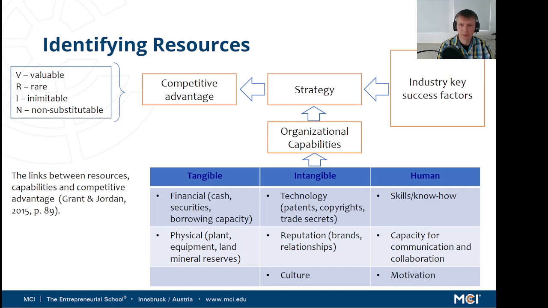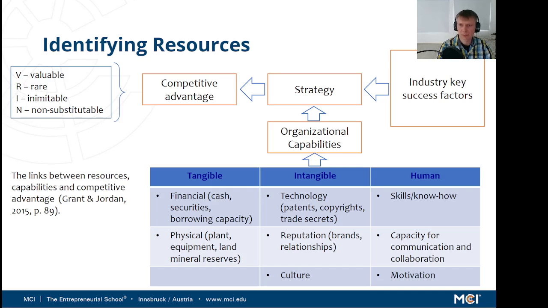If you can imitate the resource, then you cannot develop a sustained competitive advantage. And non-substitutable. If you can substitute a resource by another one, then you can achieve probably very similar results in just a different way. So according to Barney, if you want to have sustained competitive advantage, you have to have very specific resources. So not every resource will help.